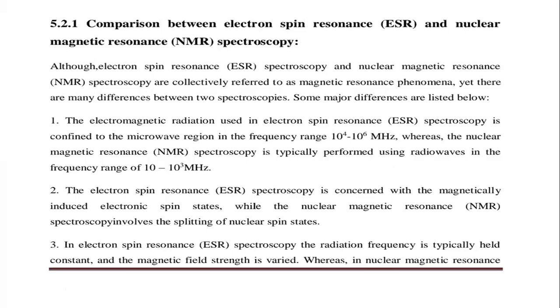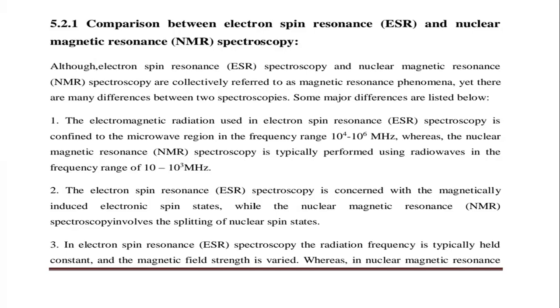Now the points of difference between these two spectroscopies, ESR and NMR, that is, a comparative study. The first point: the electromagnetic radiation used in ESR belongs to the microwave region with a frequency range of 10⁴ to 10⁶ megahertz, while in NMR, radio frequency waves are used with a frequency range of 10 to 10³ megahertz.